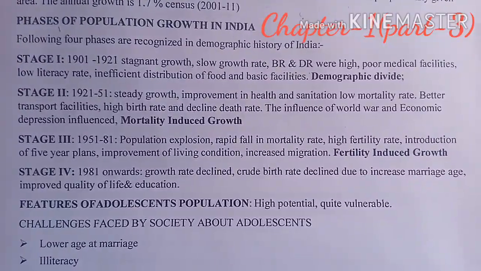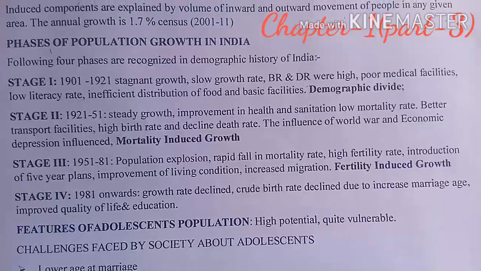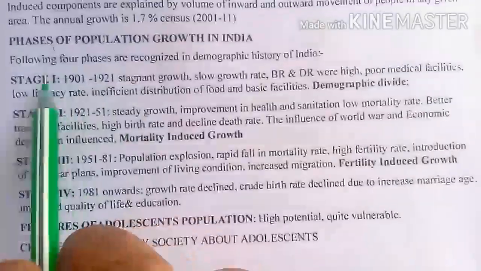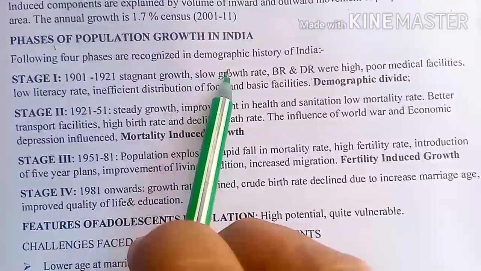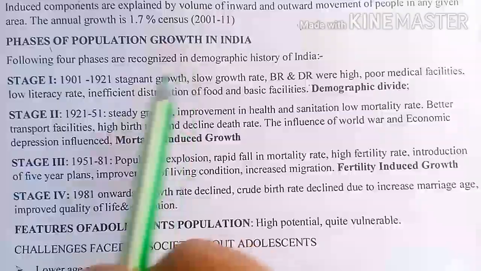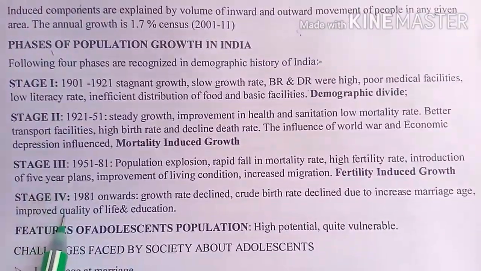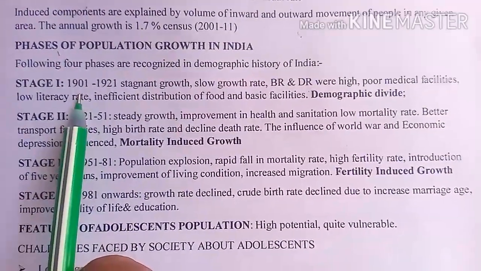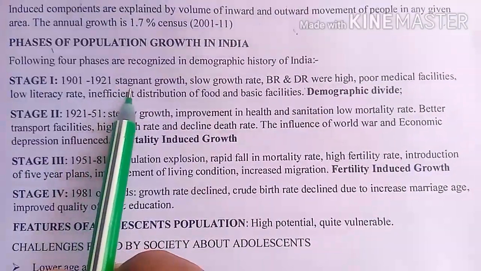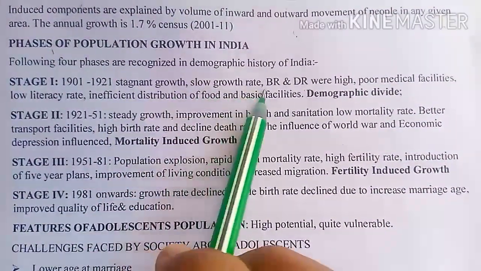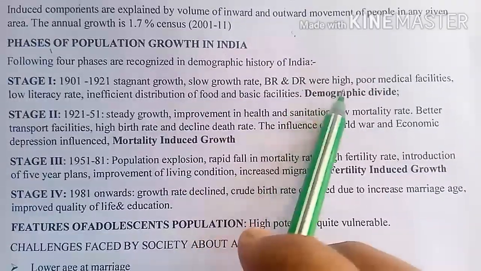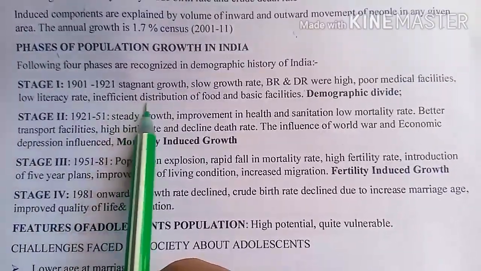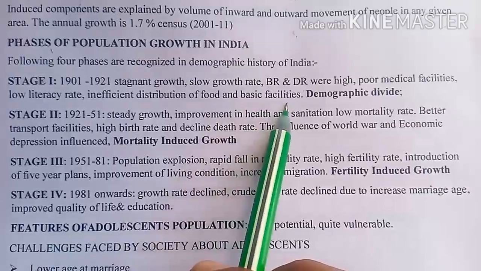Students, in this section of the video, we will talk about the different phases of the population growth in India. The following four phases are recognized in the demographic history of India: the first stage, second stage, third and fourth stage. In the first stage, the period recognized is 1901 to 1921: stagnant growth, slow growth rate, birth rate and death rate were high, poor medical facilities, low literacy rate, insufficient distribution of food and basic facilities.